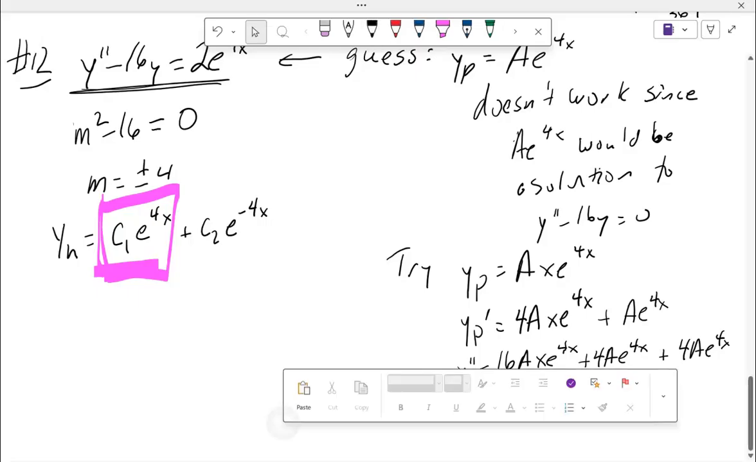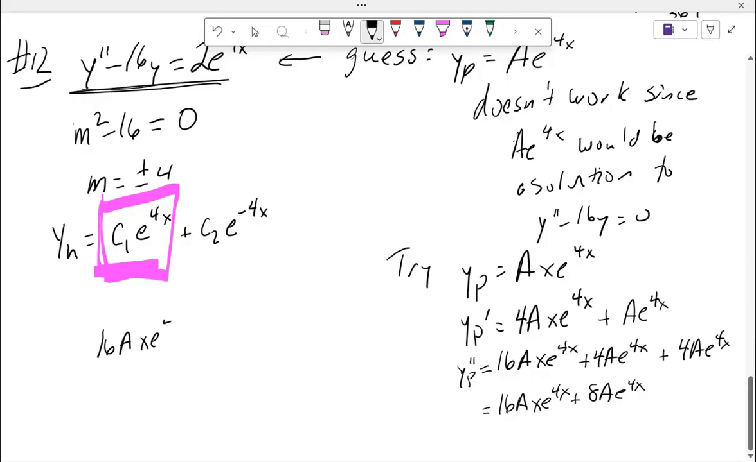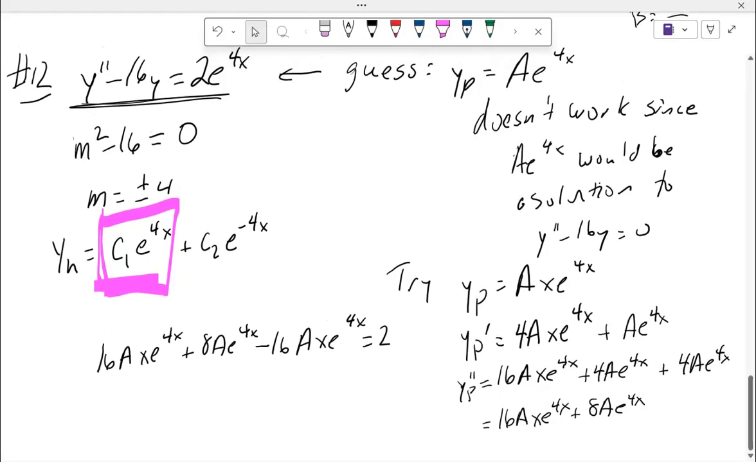We need y double prime, which is 16a x e to the 4x plus 8a e to the 4x, and then minus 16y. That's not what should have happened. Oh, that's okay. Sorry. I thought that's what shouldn't have happened, but yeah, that's what happened. That's fine. He did the y double prime minus 16 times y, and that's supposed to equal 2 e to the 4x. I said that shouldn't have happened.